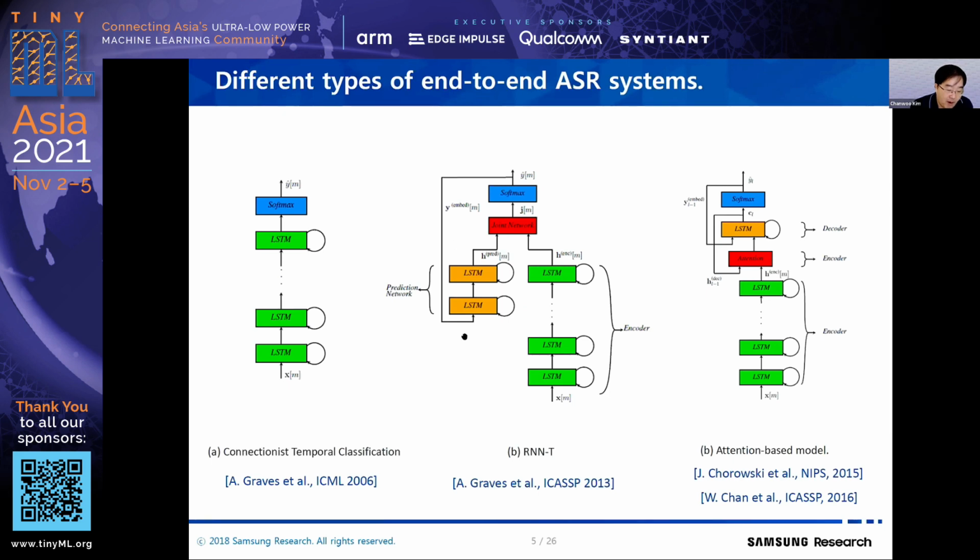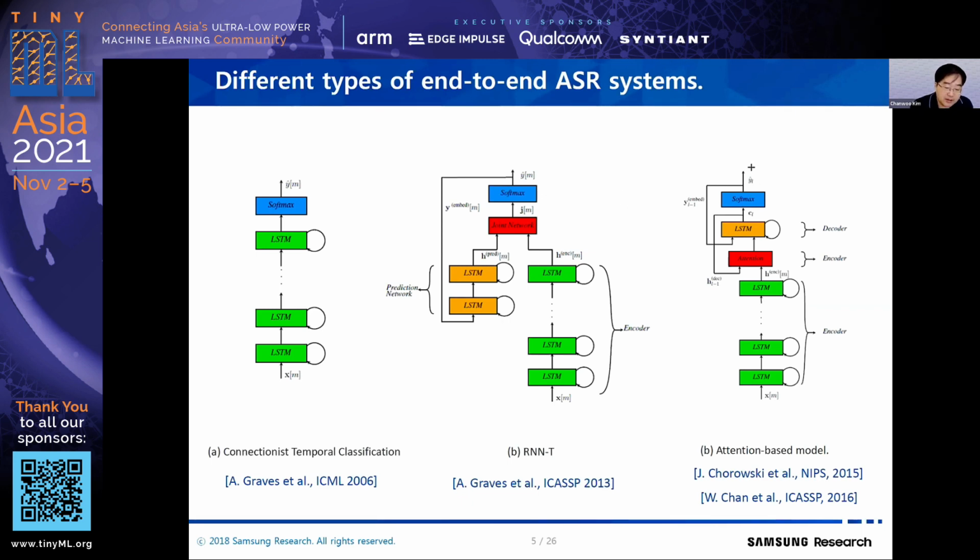And the other part is the prediction network. So in the prediction network, I use the orange color. So the prediction network is doing a similar role to a language model. So the prediction network is actually predicting the next symbol. And this encoder part and the prediction network part are connected to the joint network. So all three components are trained all together. So this is the RNN-T based approach.